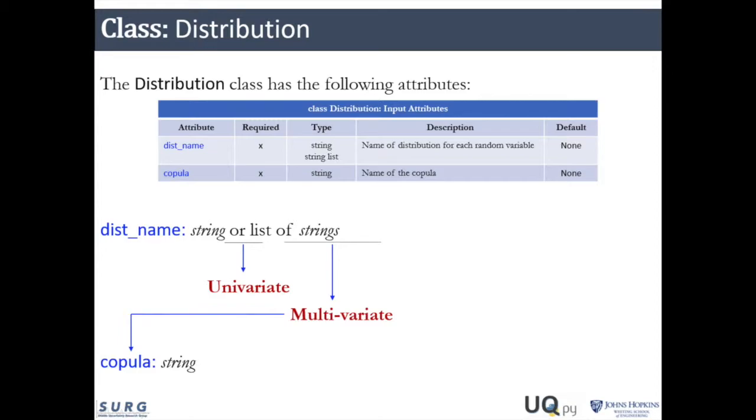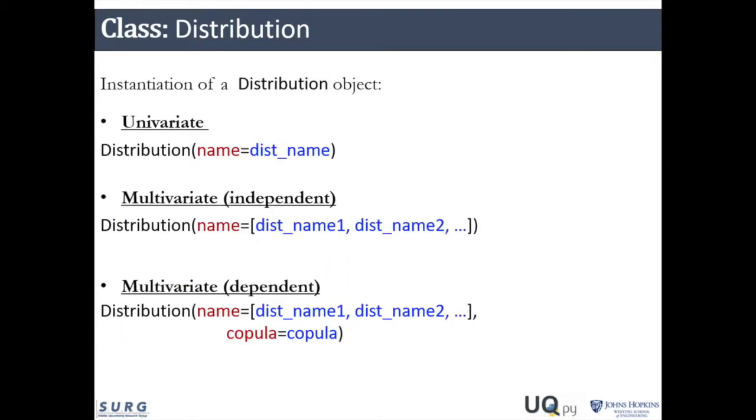Also, there's another attribute called copula, which defines the dependence between the random variables. This is an optional attribute, and it's not required if you have independent random variables. In order to define the copula, you need to provide a string. For both of these attributes, there's no default value, no default name, so this must be defined by the user.